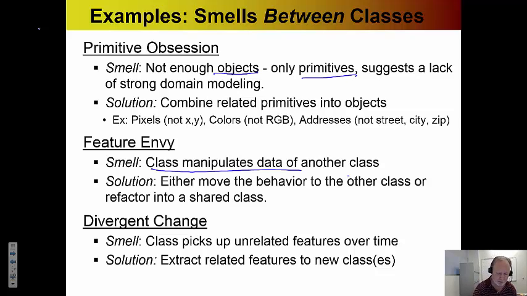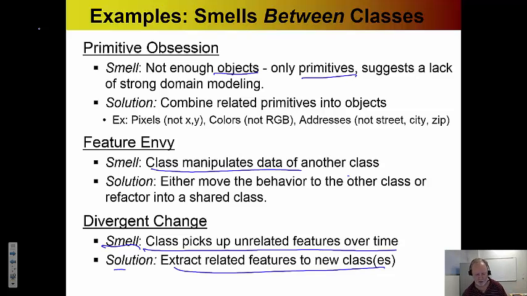Another one, divergent change, smell. And this was related to the single one we talked about over in the long class. Class picks up unrelated features over time. The solution extracts those related features to new classes. So we kind of already talked about that kind of thing. Effectively, it's kind of just a smell of, over time, one or more classes, and this one's under these smells between classes because this really should say classes.